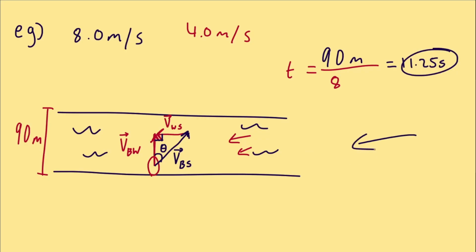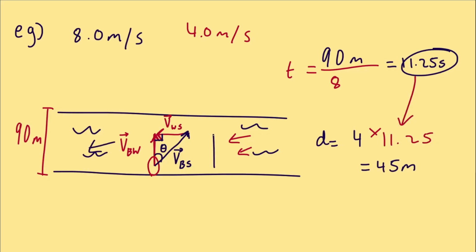Now, how far downstream do you get pushed? Your displacement downstream is equal to the velocity of the water multiplied by the amount of time you're in the water. So the velocity of the water is 4 meters per second, and you're in the water for 11.25 seconds. This is equal to 45 meters, so you get pushed downstream 45 meters, assuming that you just go straight ahead.